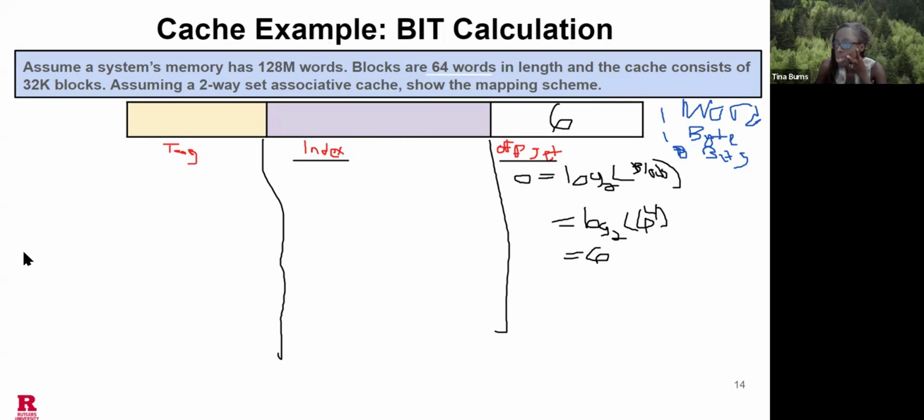Now we're going to go on and look at our index. For our index, keep in mind that that is associated with your sets. So in order to get our number of bits for the index, we first need to determine how many sets are in this particular example. They don't tell us exactly the number of sets, but we are given that the cache is 32K blocks long, right? So C equals 32K.